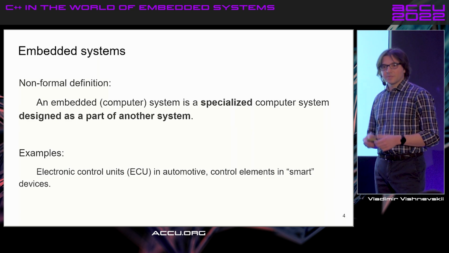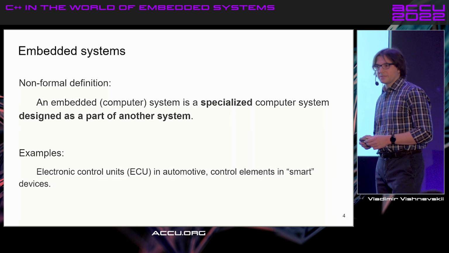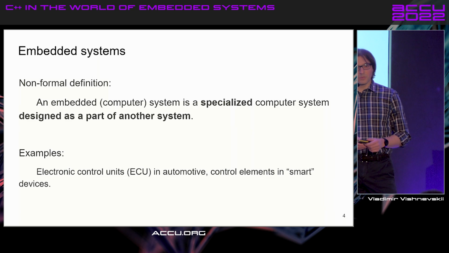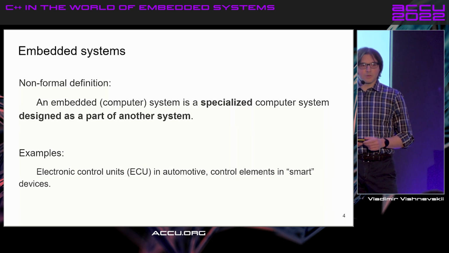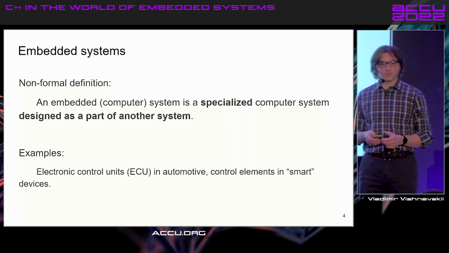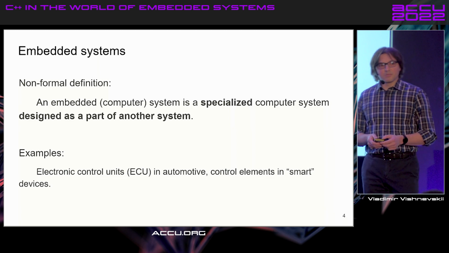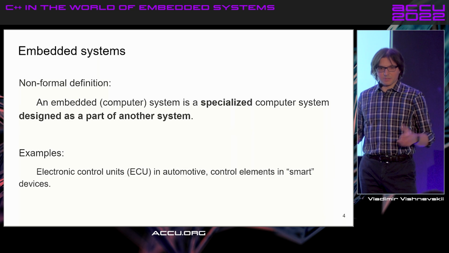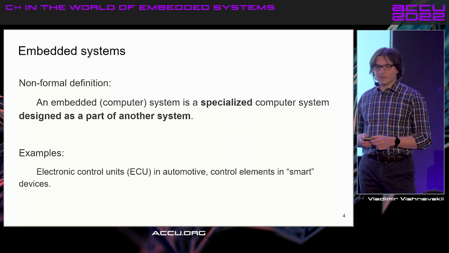And we see a lot of examples of embedded systems nowadays. If we look at the modern vehicle, the modern car, we will see a network of so-called ECUs, electronic control units. They can be of different complexity, but there are many of them. They are interconnected, and they communicate with each other.